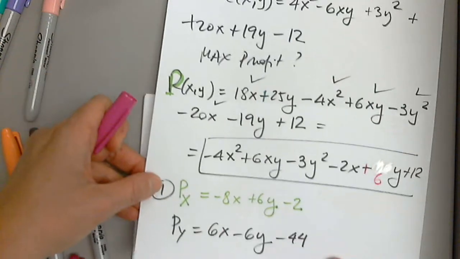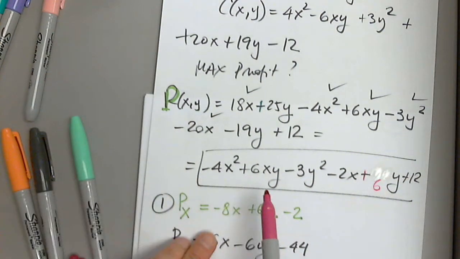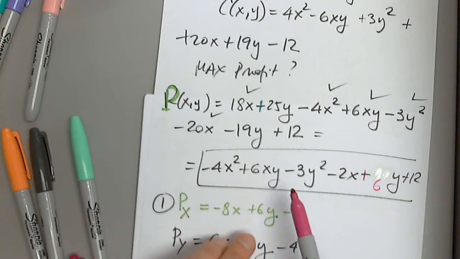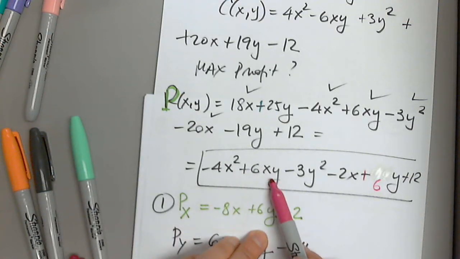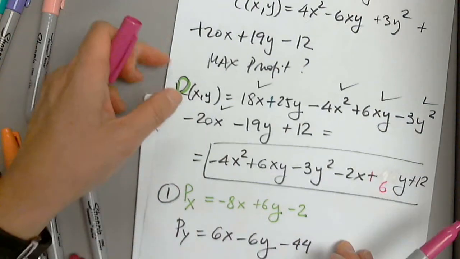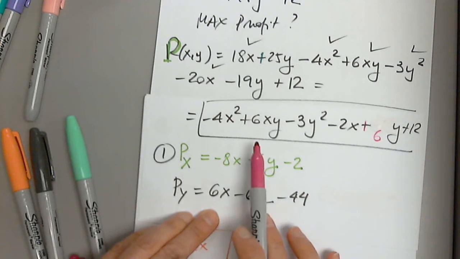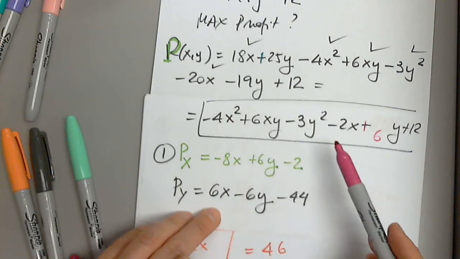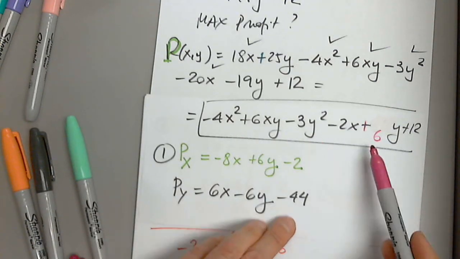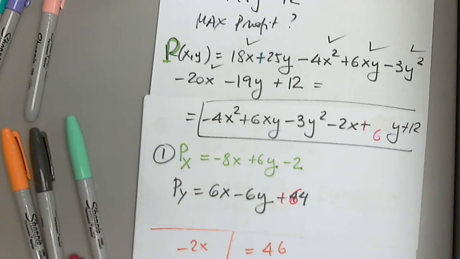So now, when I differentiate with respect to x, this is okay. This is okay. This is okay. However, this is not okay. So 6, when I differentiate with respect to y, that's correct. Exactly. So it's plus 6.